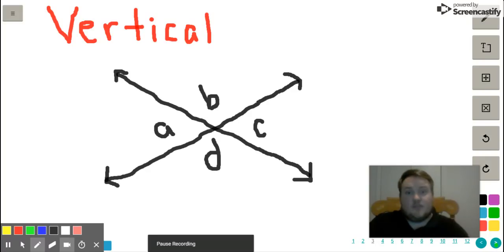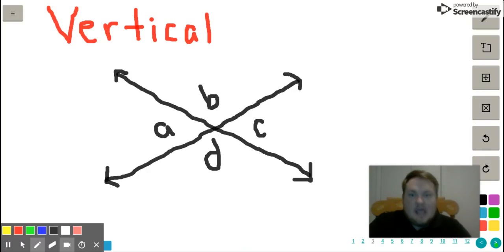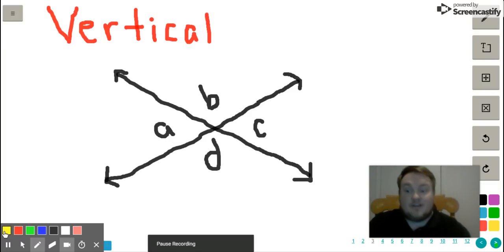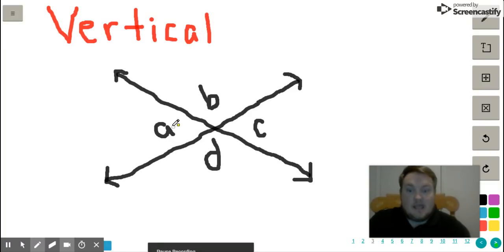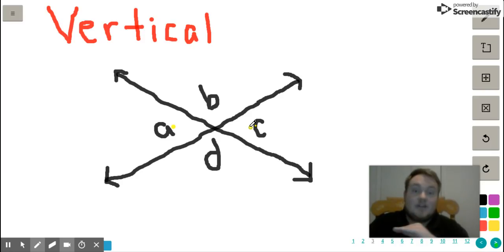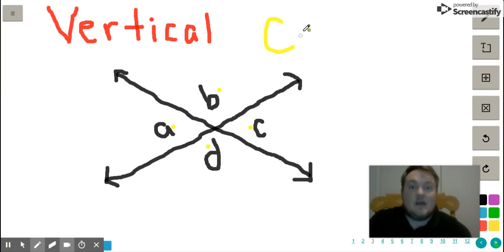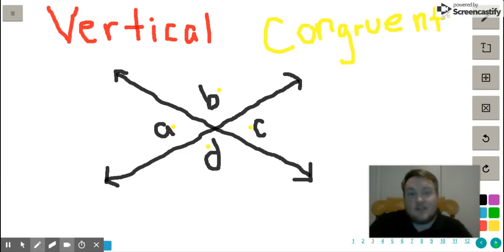The third angle relationship is vertical angles. And vertical angles are angles that are diagonal from each other. So angle A and angle C are diagonal or across from each other. Angle D and angle B are across or diagonal from each other. Those angles are going to be congruent, spelled C-O-N-G-R-U-E-N-T, which means equal. So they're always going to equal each other.